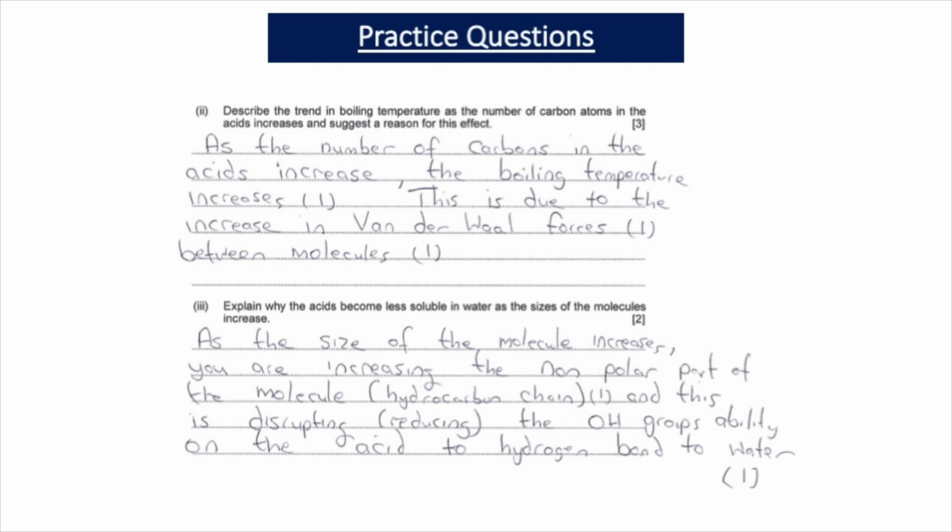So to get the marks, there's 1 mark if you said that if you increase the size of the molecule, you're increasing the non-polar part of the molecule, 1 mark for that. And then if you said it's disrupting the OH group's ability on the acid to form hydrogen bonds to water, you get the 2nd mark.